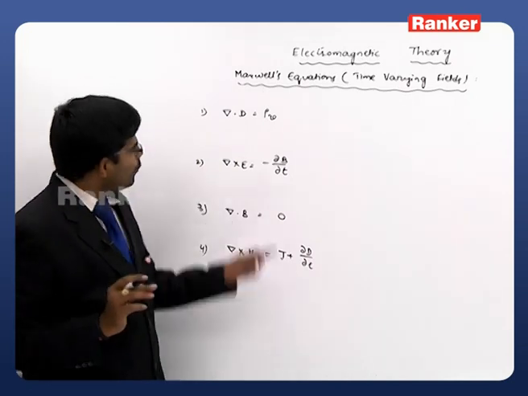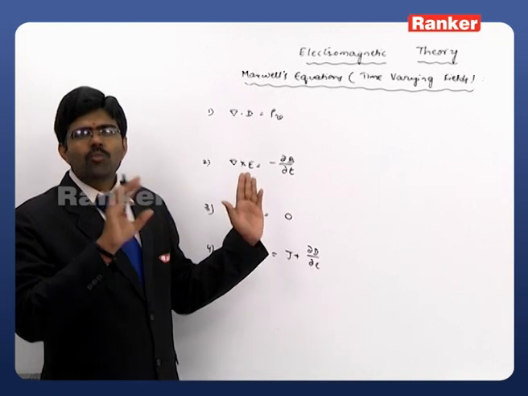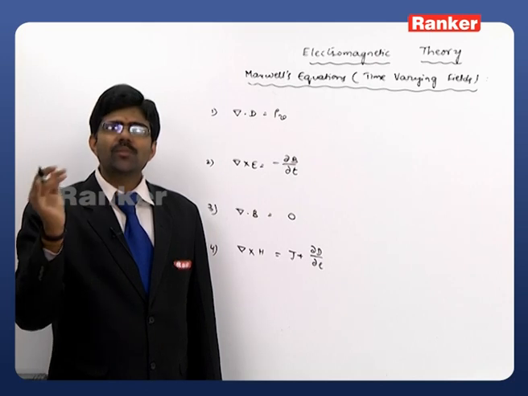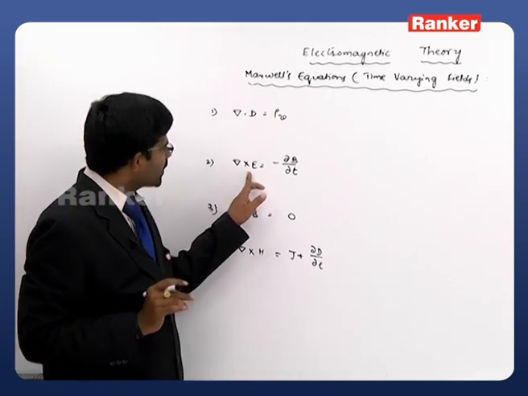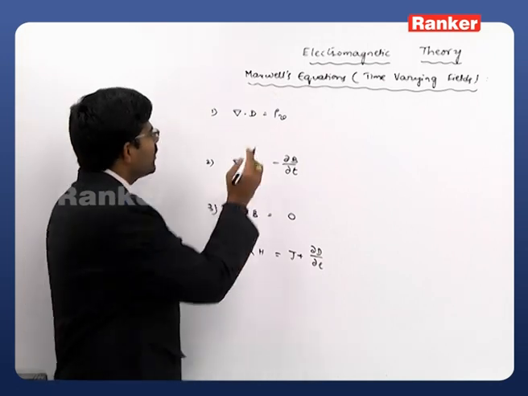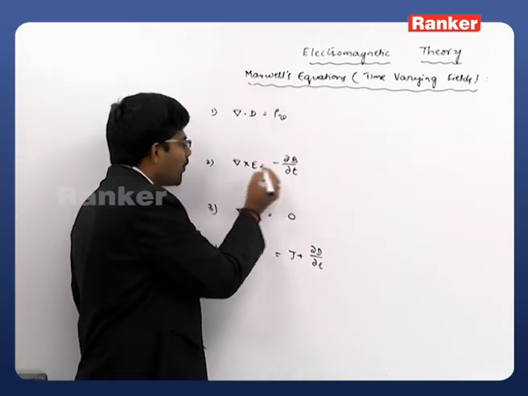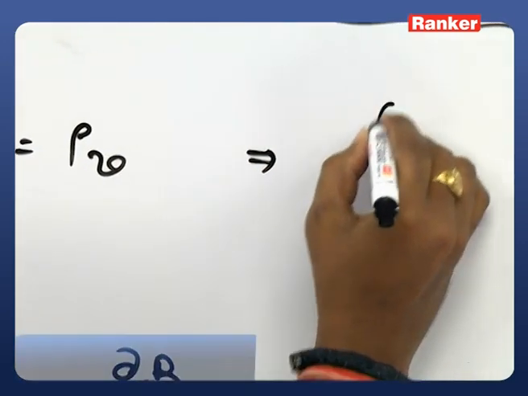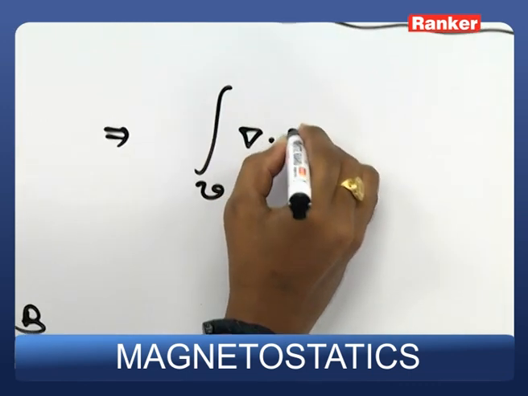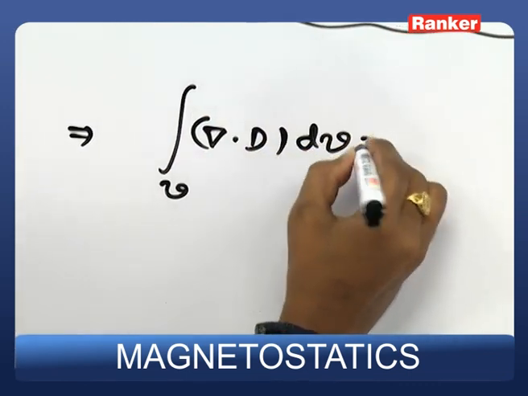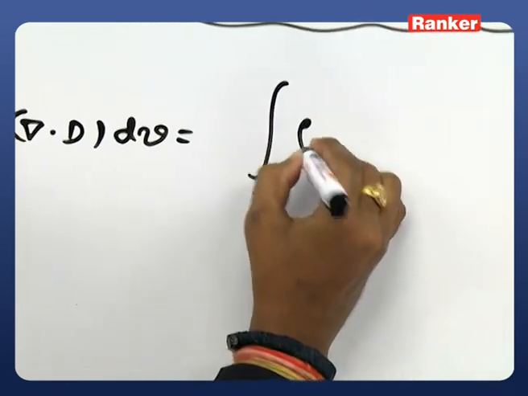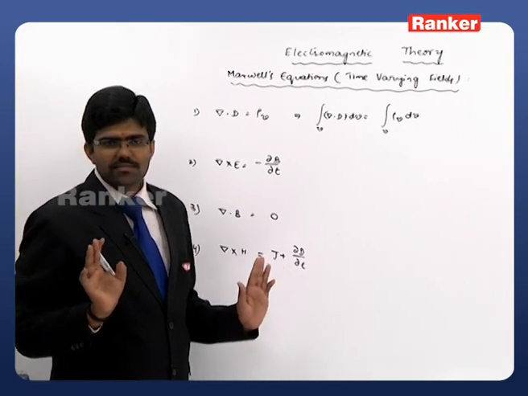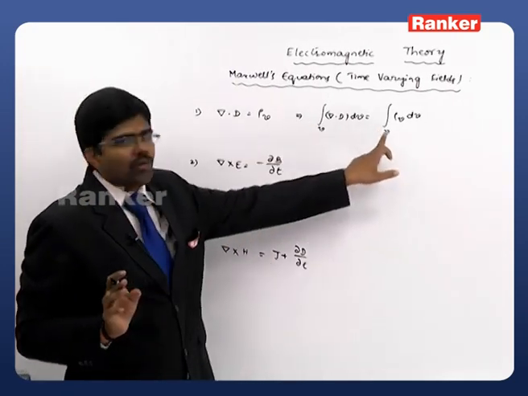And blindly remember, whenever you have a differential form, just apply a volume integral on both sides to convert it into the integral form. For the curl form, apply a surface integral on both sides. So divergence form, volume integral; curl form, surface integral. Now observe what I am doing here. I have applied the volume integral on both sides of this particular equation.